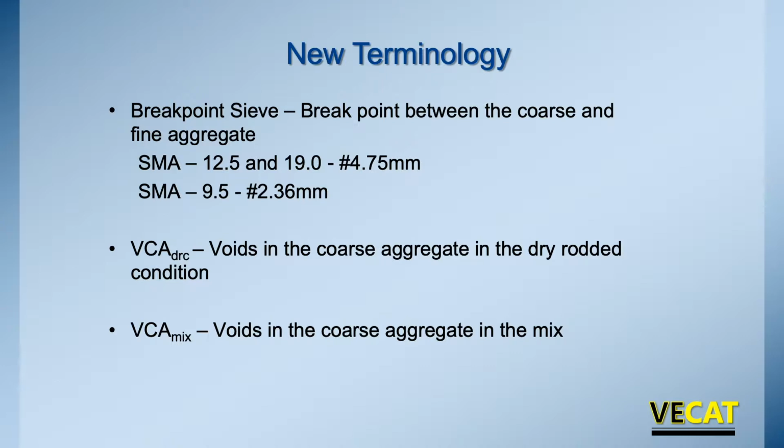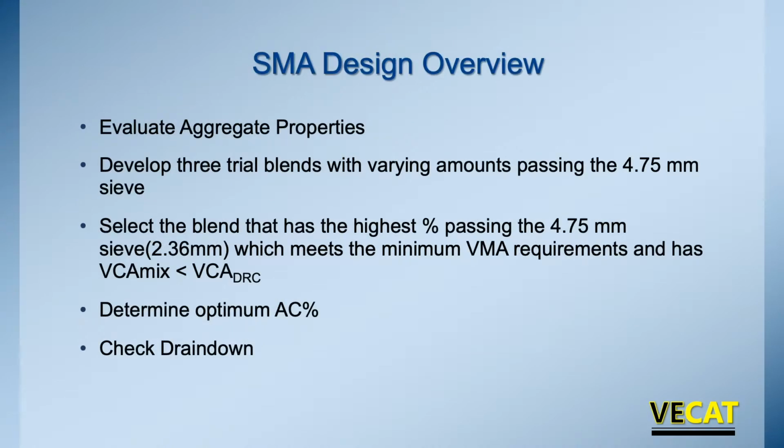We're going to talk about the VCA and the DRC, which is the voids in the coarse aggregate in a dry rodded condition. We also talk about the voids in the coarse aggregate of your mixture during production. So just an overview of this presentation.